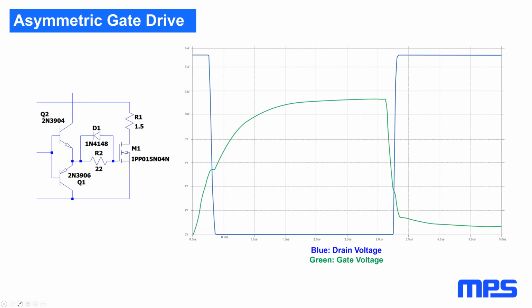In this graph, you can see that the turn off time is faster than the turn on time. Turn off's about 60 nanoseconds and turn on's about 110.